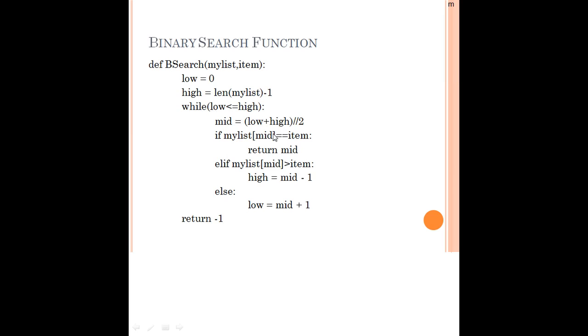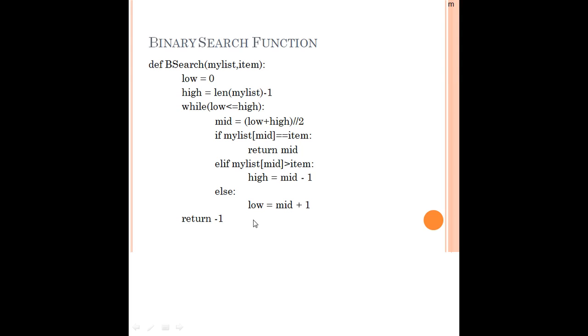What we are doing here now: first we will calculate the first-time middle value, and if that middle value is equal to the required item, straight away we will come out of the loop and display the position of the mid. Now, if it is not equal, if the middle element is larger than the required item, then we will search by keeping the low at the same place, and high will be reduced to mid minus 1.